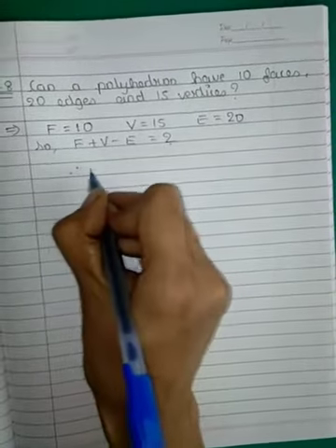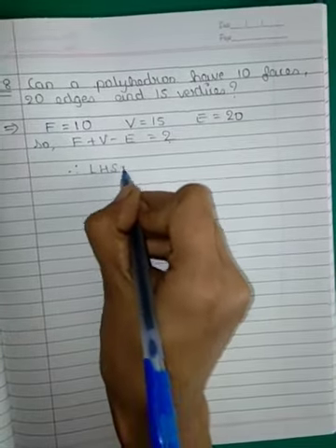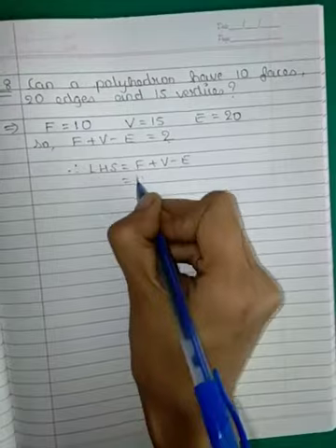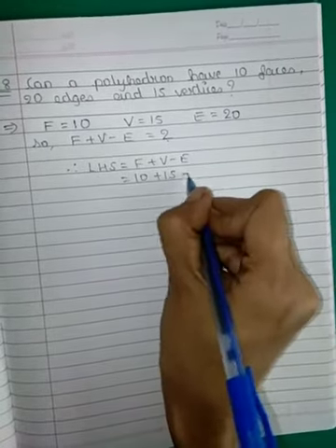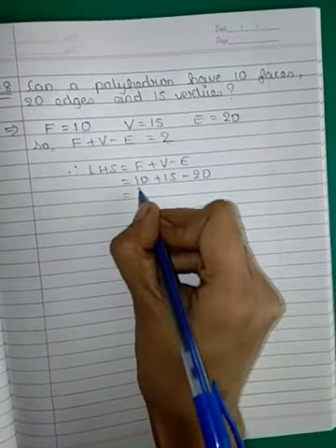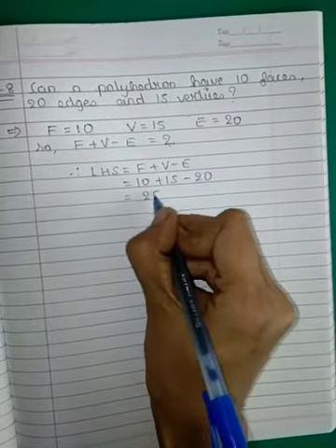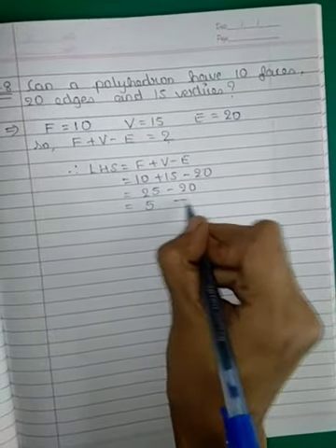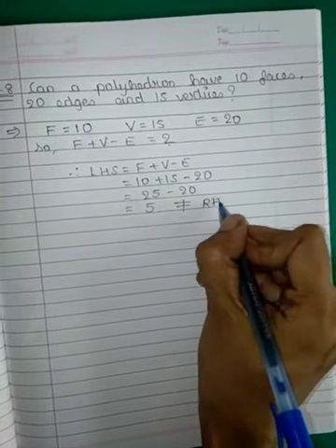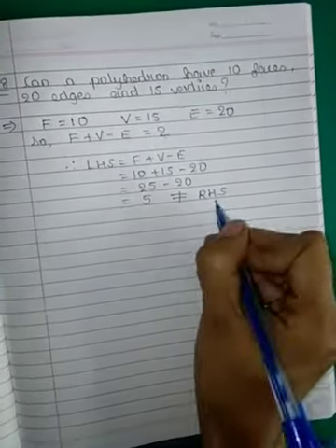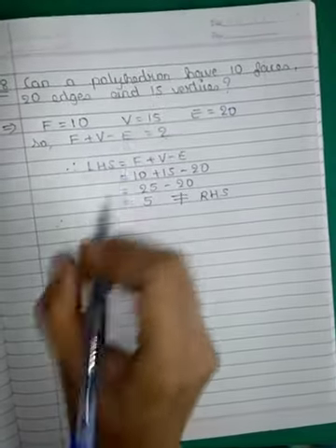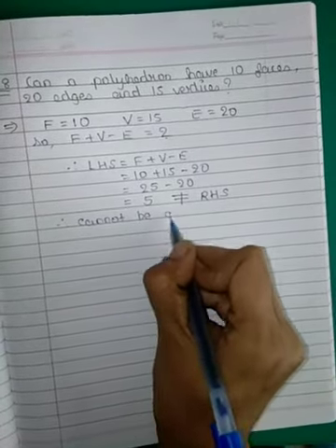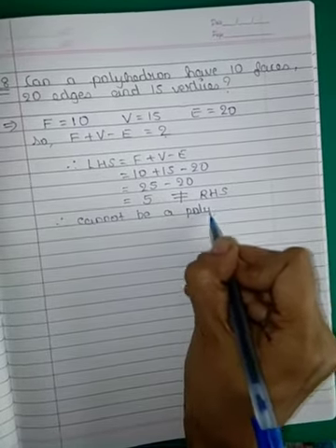So according to the formula, F plus V minus E should be 2. So therefore LHS is equal to F plus V minus E, that is equal to 10 plus 15 minus 20, that is 10 plus 15 is 25 minus 20, that is equal to 5, which is not equal to RHS according to Euler's formula. Right, so therefore this cannot be a polyhedron.